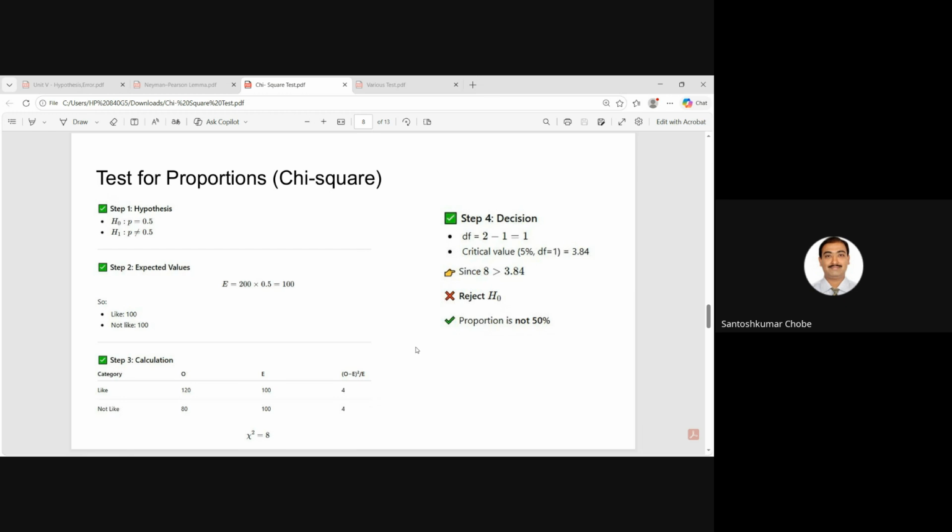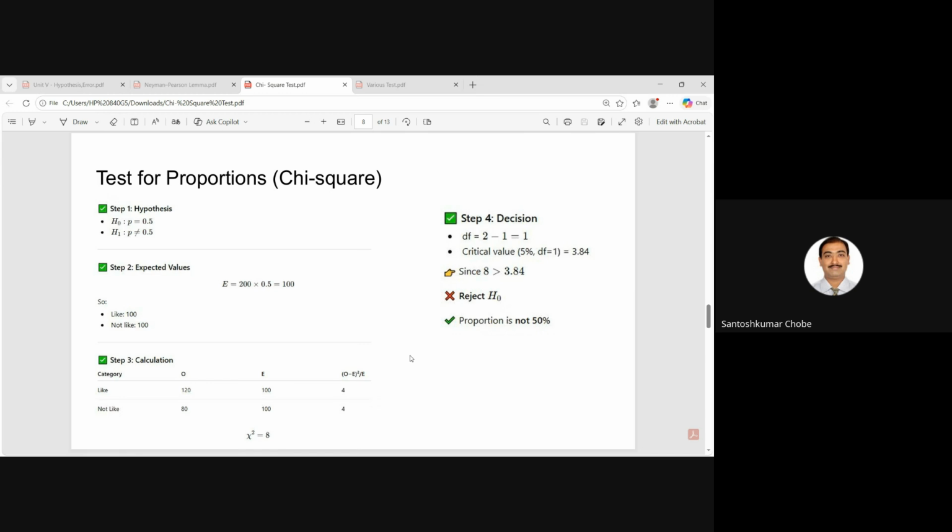According to my claim, I will be calculating. In the calculation, what is my expected value? My expected value is 200 into 0.5, which is going to be 100 who like the product and 100 who do not like the product. Now I will be formulating the table.